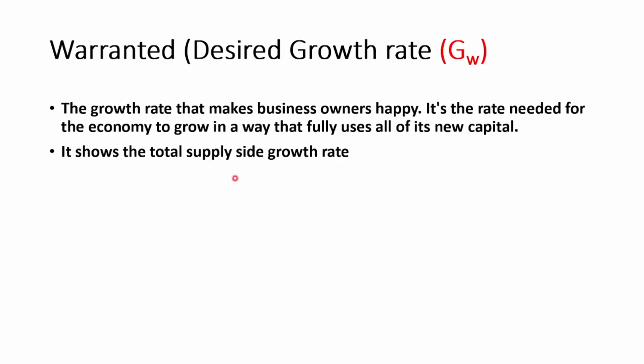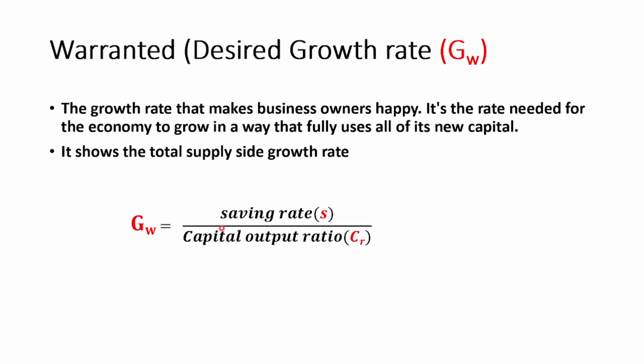So it shows the total supply side growth rate, and the formula is the same here. GW equals saving rate divided by capital output ratio, but this ratio is not the actual capital output ratio. Instead of the actual capital output ratio, here we have the expected capital output ratio.